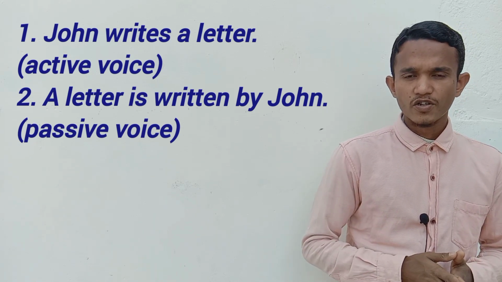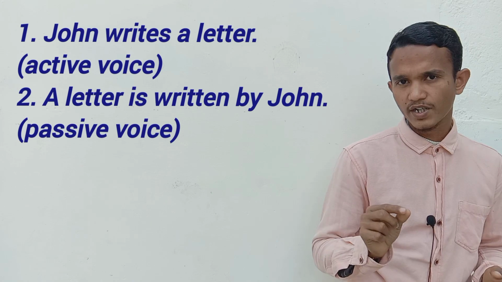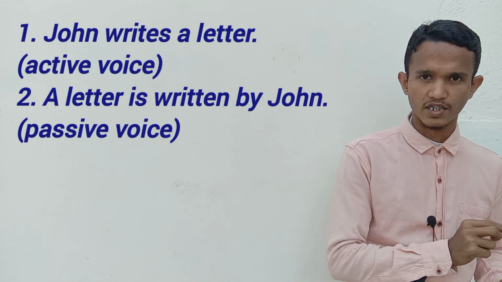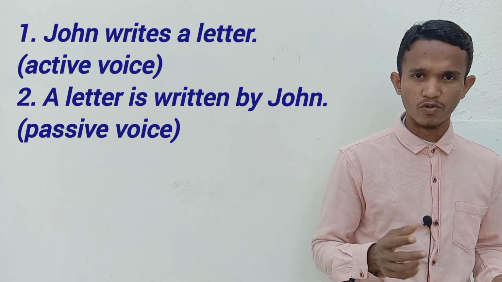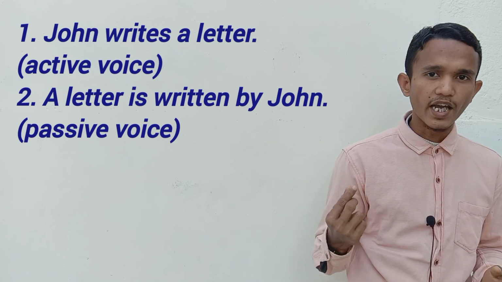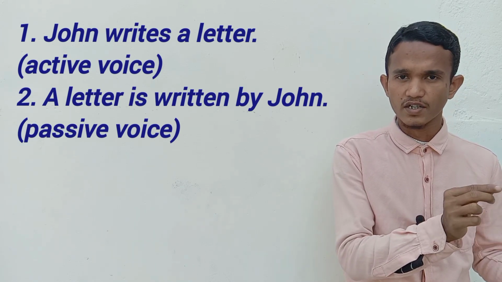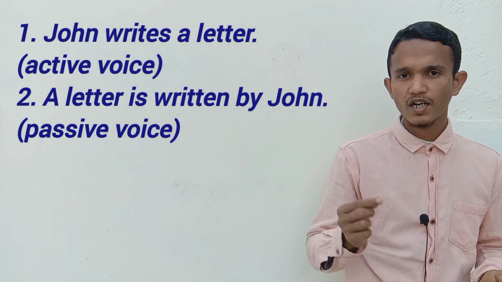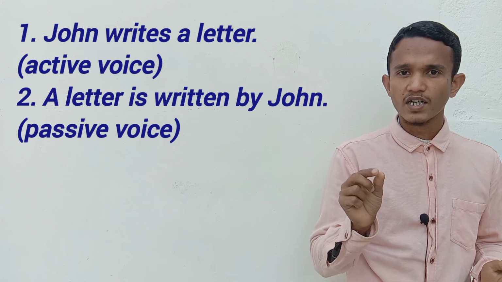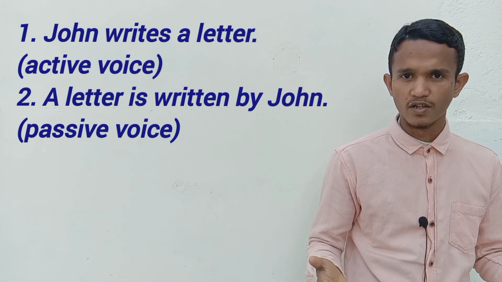In the active sentence, we are using the subject at first, then we are using the verb, then we are using the object. John writes a letter. John is a subject, writes is a verb, and a letter is an object, right? But while converting this active sentence into passive, we are actually using the object of the sentence, a letter, in place of subject. That is why we are saying a letter is written by John. So we used the object, a letter, in place of subject, John, right? So this is the interchange of subject and object.